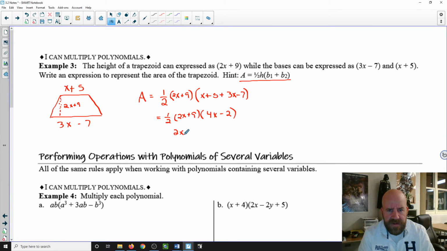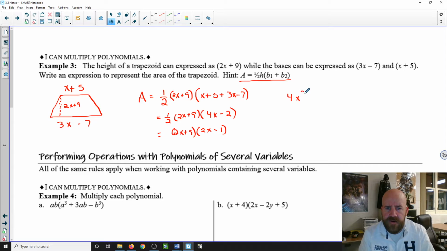So 2x plus 9. I'm going to multiply the second one by 1/2 because they're both divisible by 2. So 2x minus 1. Now again, you can choose to leave the 1/2 and then just multiply it in at the end. That's fine. So now we can multiply these together.